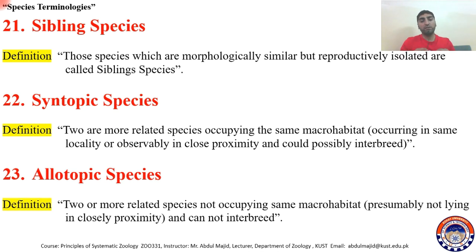The opposite is allotopic species. Again, these are two or more related species which are not occupying the same macro habitat, whereas in syntopic they were. Presumably they are not lying in close proximity. It means they are away from each other. They are not living in the close vicinity or proximity, and so they could not interbreed. Such species are known as allotopic species.